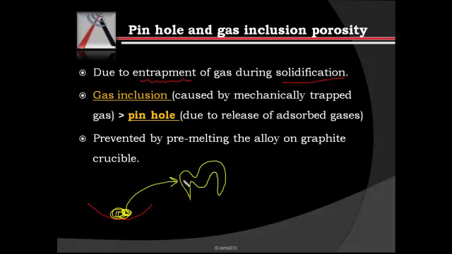So when the molten metal goes inside the mold, whatever air is there, it may get mixed in the molten metal and it may result in porosity. This type of porosity is called gas inclusion porosity.